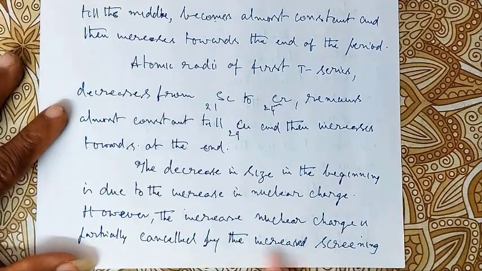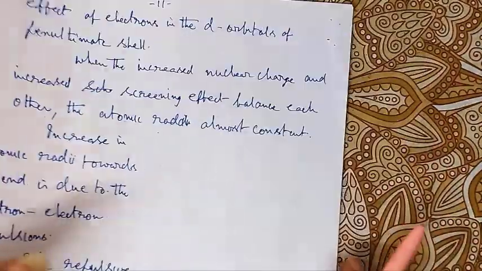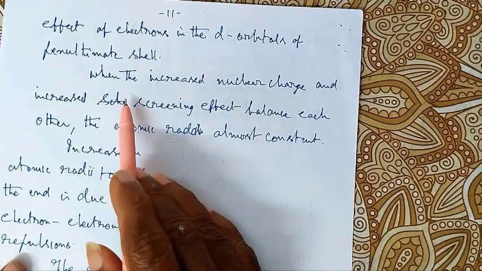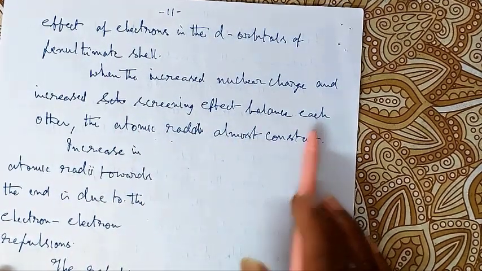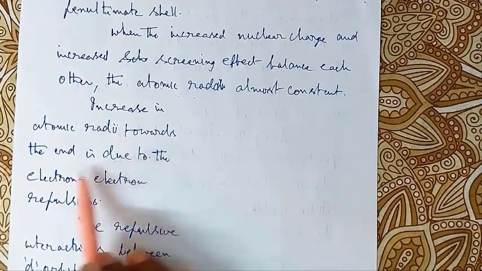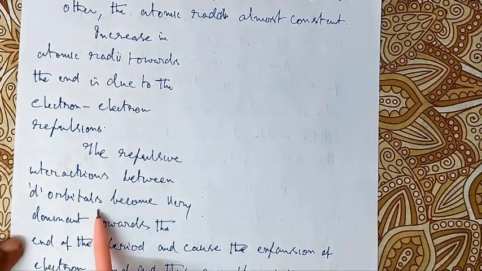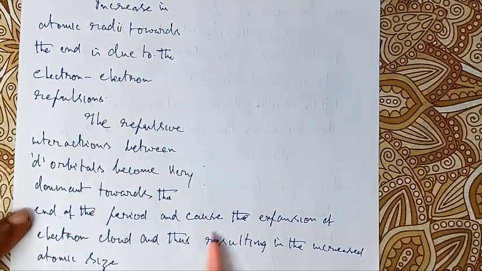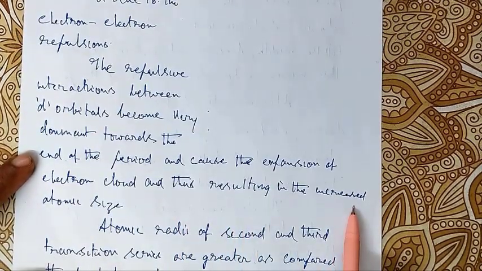However, the increase in nuclear charge is partially cancelled by the increased screening effect of electrons in the d orbitals of the penultimate shell. When the increase in nuclear charge and the increased screening effect balance each other, the atomic radii are almost constant. Increase in atomic radii towards the end is due to the electron-electron repulsions. The repulsive interactions between d electrons become very dominant towards the end of the period and cause the expansion of the electron cloud, thus resulting in the increase in size.